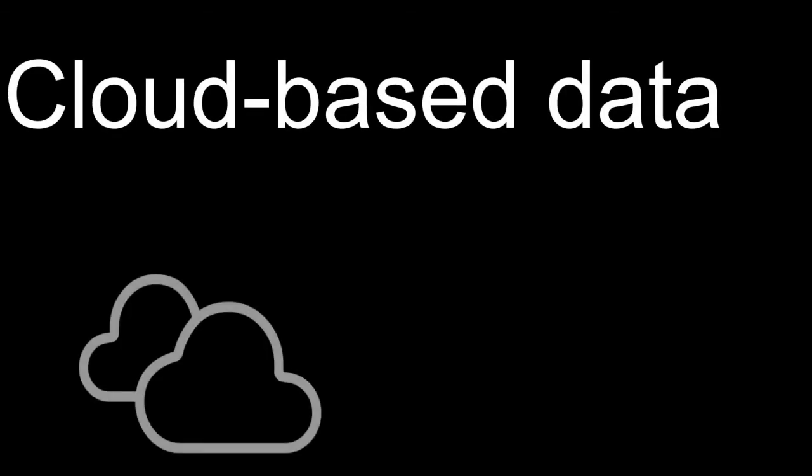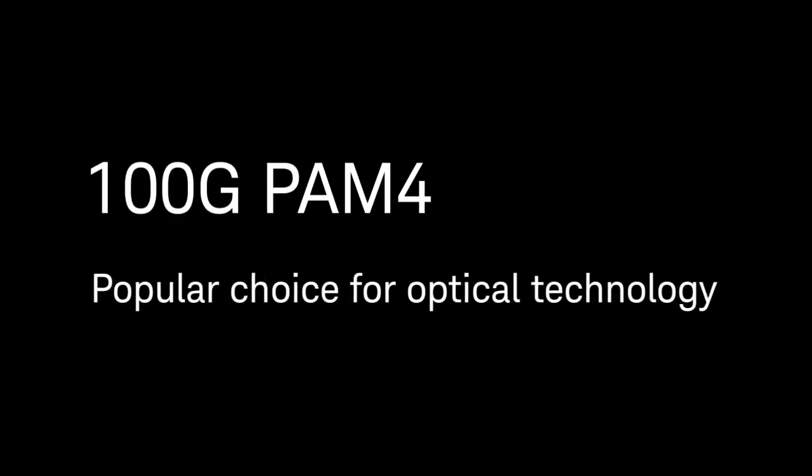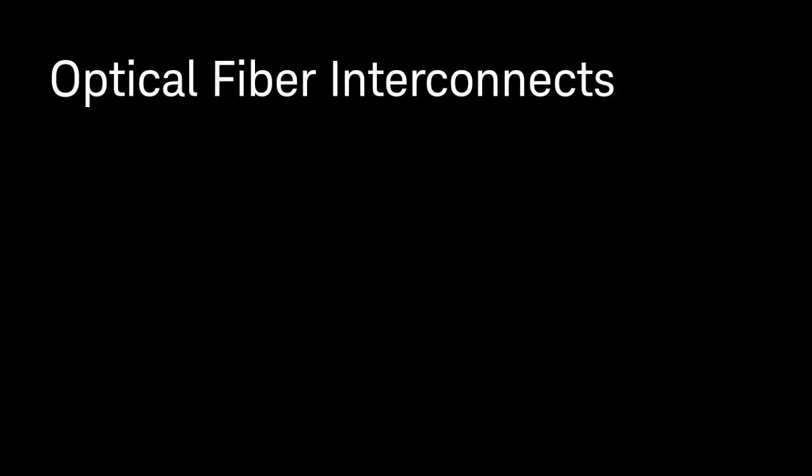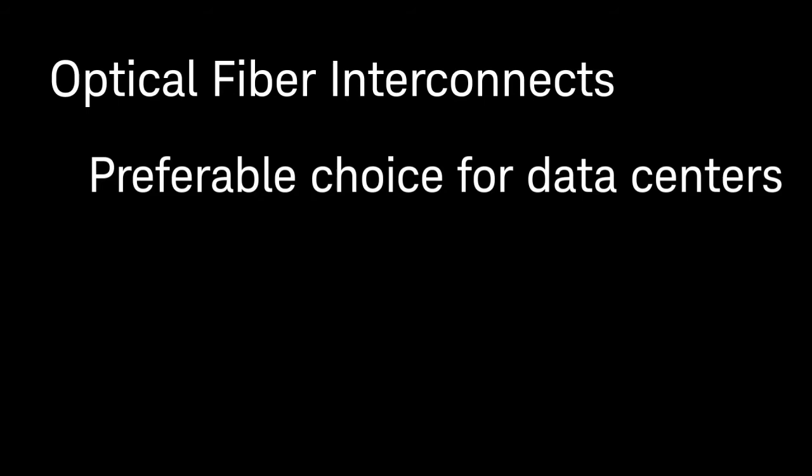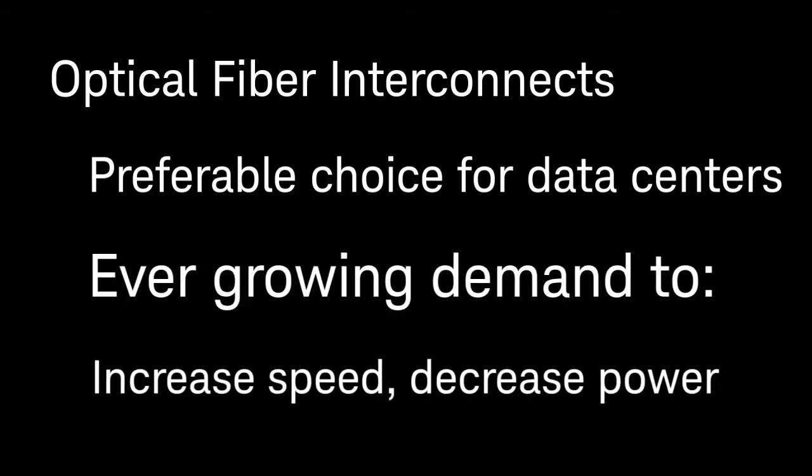As the demand for cloud-based data continues to increase, data centers are migrating from 100 gigabit Ethernet to 400 gigabit. As the cloud needs to support more applications such as video streaming, 100 gigabit PAM4 has become a popular choice for optical technology. Optical fiber interconnects are a key part of this technology. These have become the preferable choice for data centers with the ever-growing demand to increase speed and reduce power.